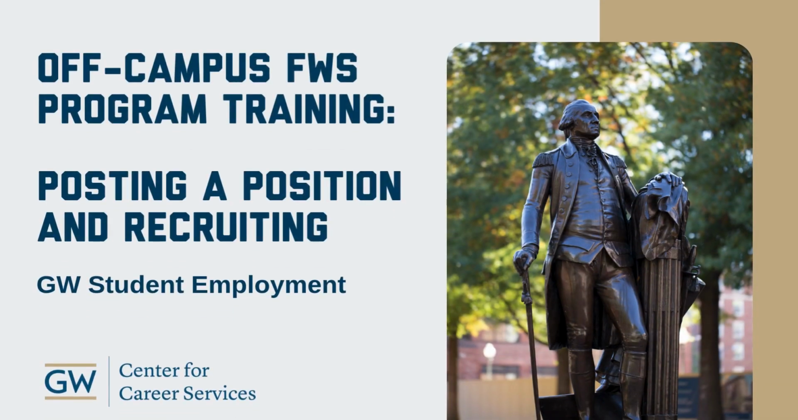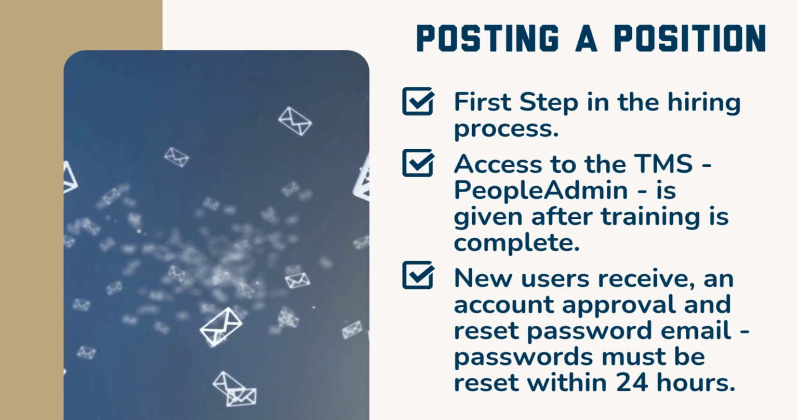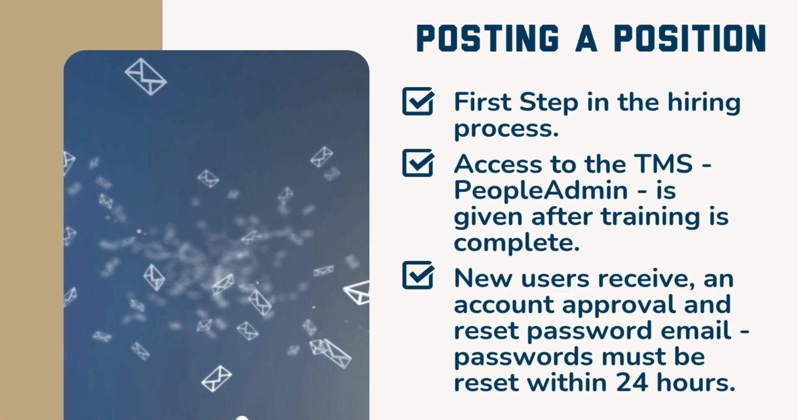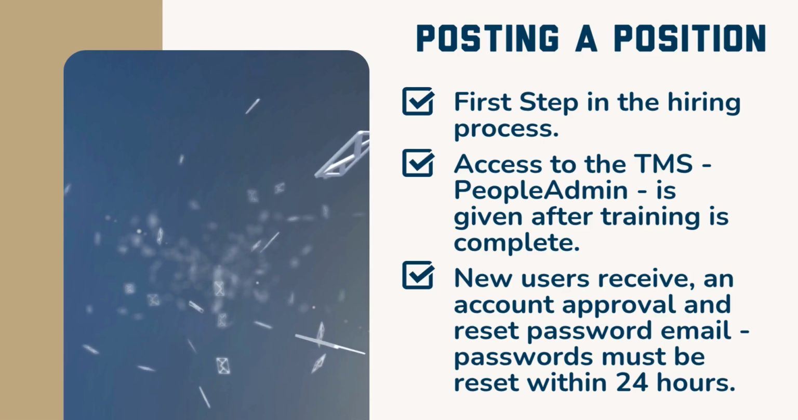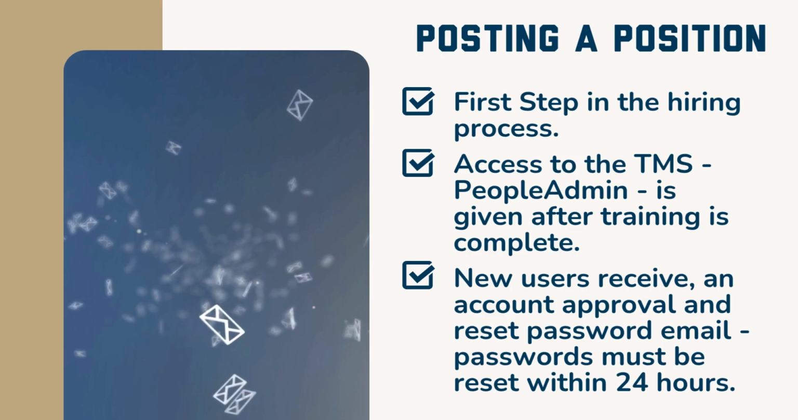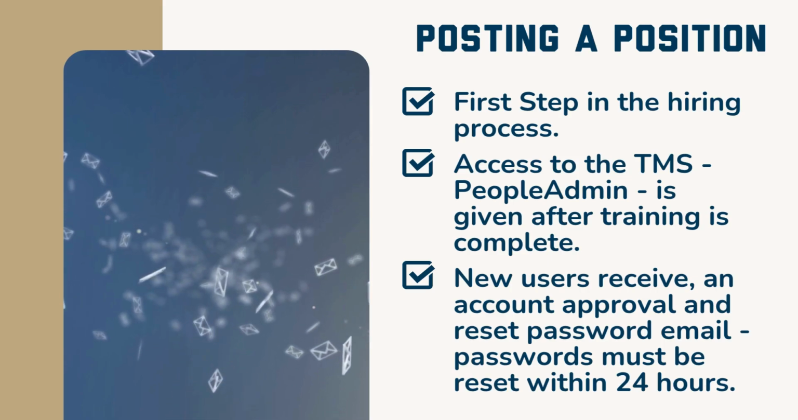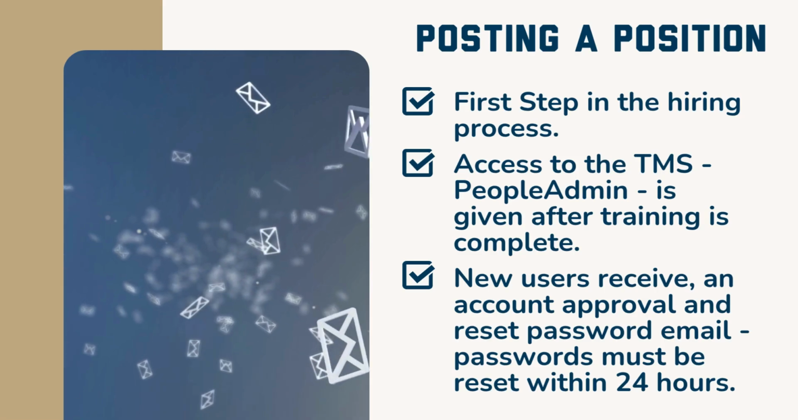Thank you for viewing Student Employment's training on how to post a position for GW Federal Work-Study students to apply to in the Student Employment Talent Management System. Posting a position is always the first step in the hiring process. Information on the posting and application will feed into your eventual hire proposal for new and returning student employees. You can also find all of the information from our videos in our user's guide for off-campus federal work-study partners.